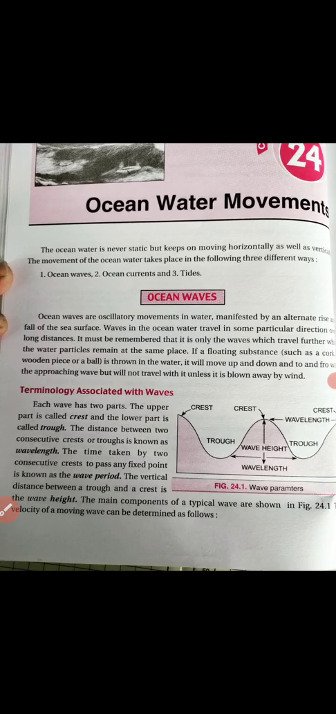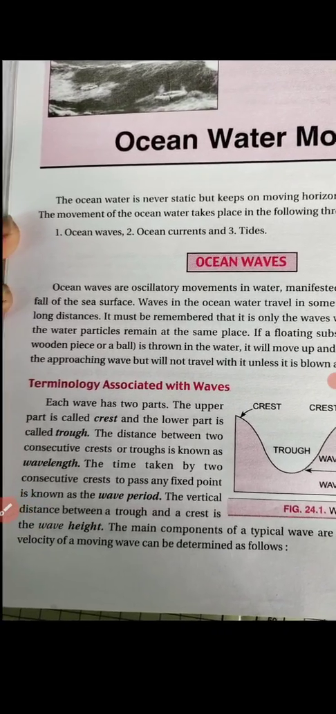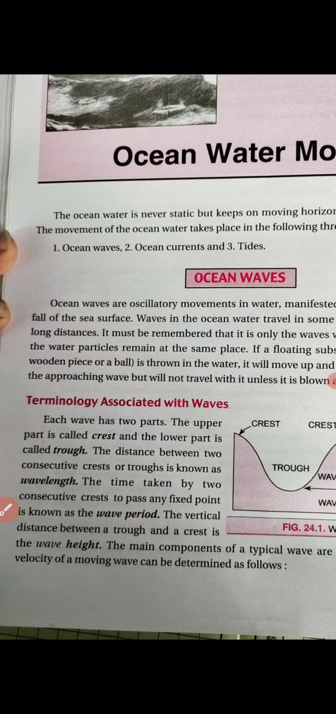Next is terminology associated with the wave. Each wave has two parts: crest and trough. The upper part is called the crest. Since a wave is the up and down movement of the ocean water, the crest is the upper part of the wave and the trough is the lower part of the wave. The distance between two consecutive crests or troughs is known as the wavelength.